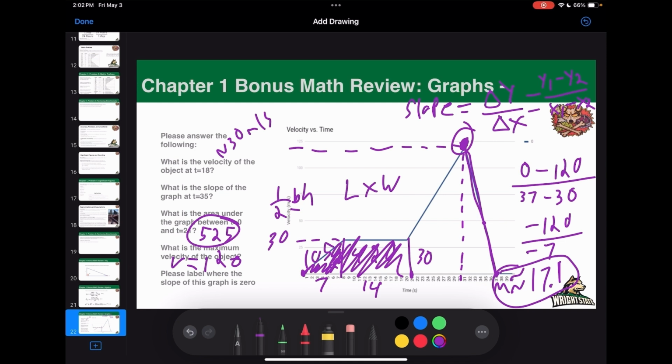And then the last question, please label where the slope of this graph is 0. Slope of a line is 0 when it's flat. So here, the slope is 0, right at this spot, over top of our rectangle that we drew. I want to do that in a different color so it's easier to see. Green. M equals 0 in the green spot. Okay, so now we've analyzed this graph. That'll be very useful for us later.